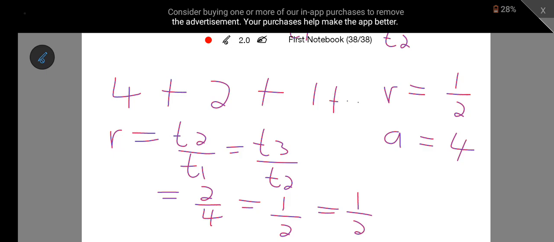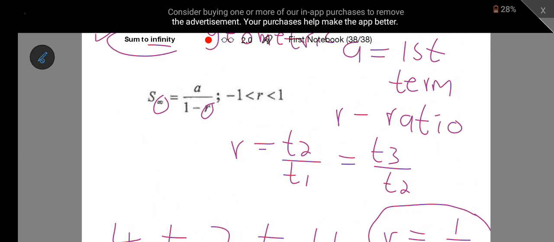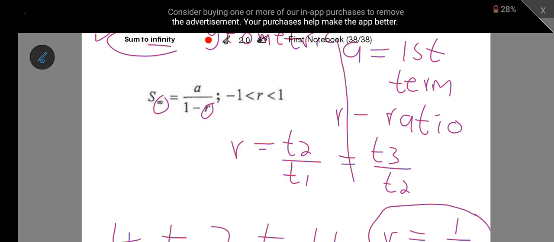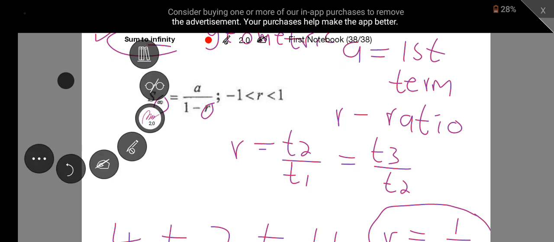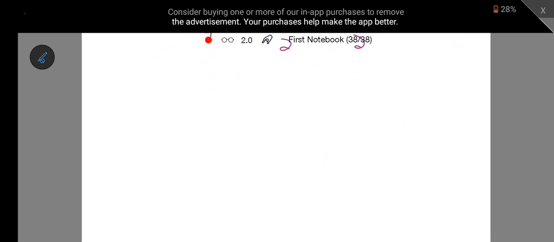This means that we are adding them on and on and on. They never stop. Okay? So this is the first thing that we have been talking about: in order for this series to be a sum to infinity, the ratio must first be between -1 and 1. Now we're going to calculate the sum to infinity. The sum to infinity is equal to A over 1 minus R.